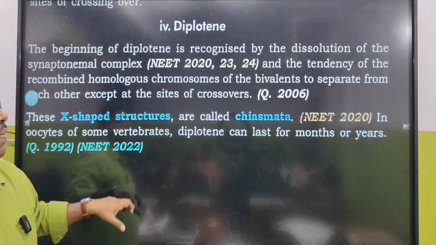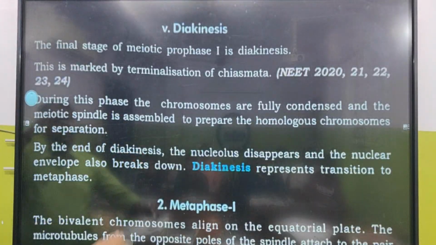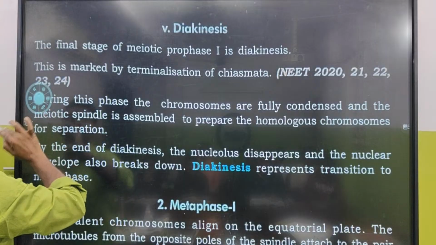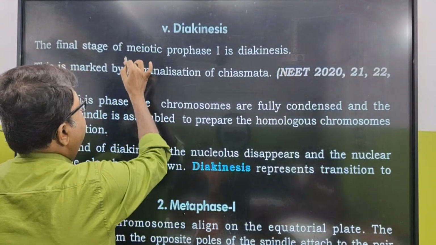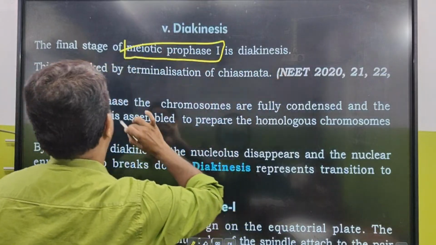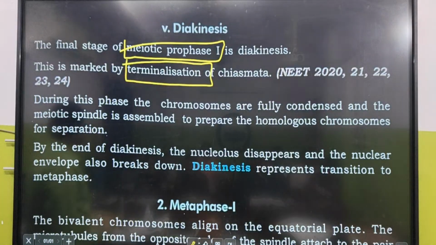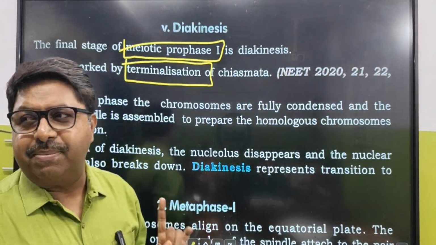Great. Now, after diplotene, what is the last one? Diakinesis, the final stage of meiotic prophase I. This is marked by, what is the term? Very good. So tell me one word for each stage.